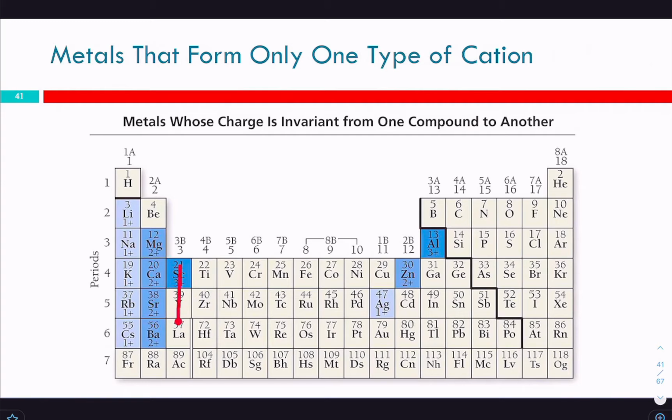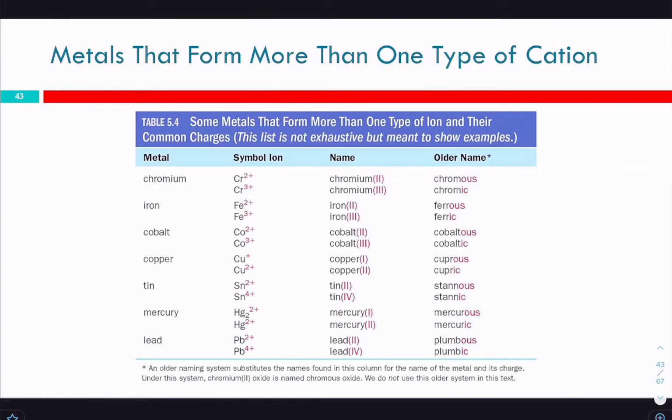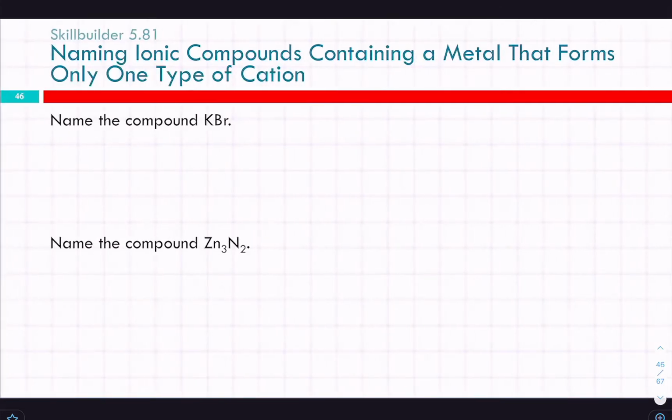If it's any of the transition metals other than scandium, zinc, cadmium, and silver, then it's going to have multiple charges that it can form. And so when it has multiple charges, we got to indicate that with Roman numerals. Cool. And this is where we were.